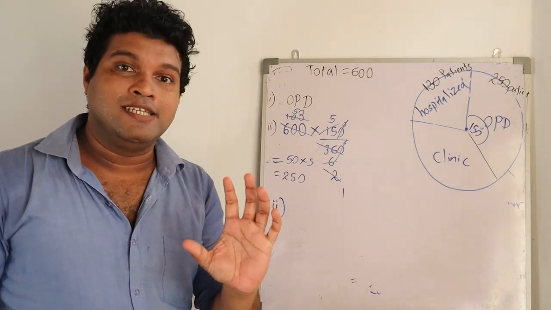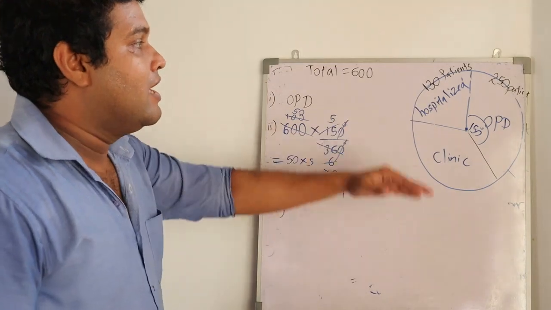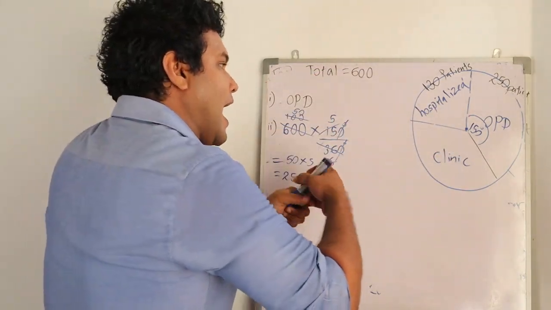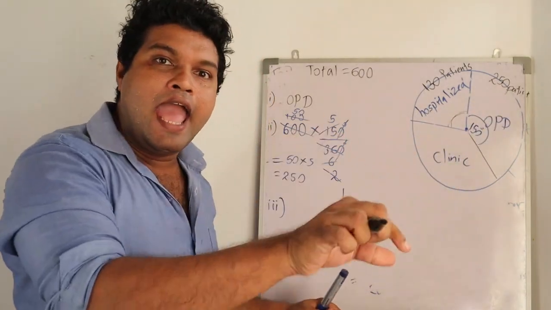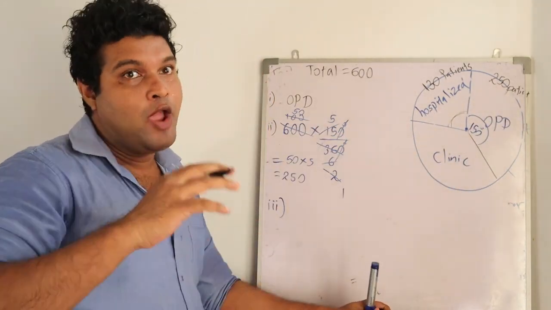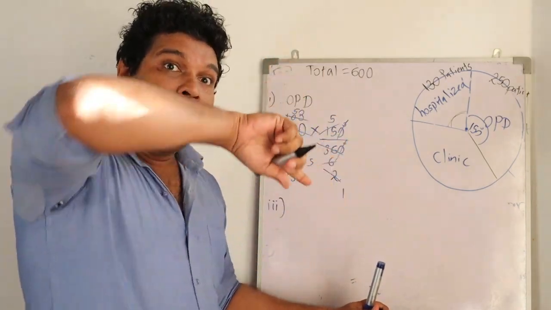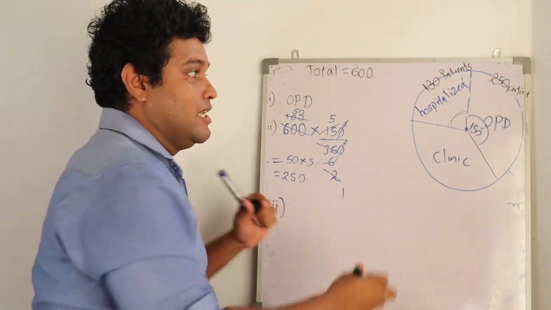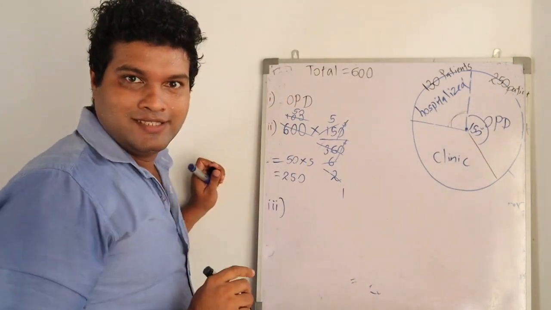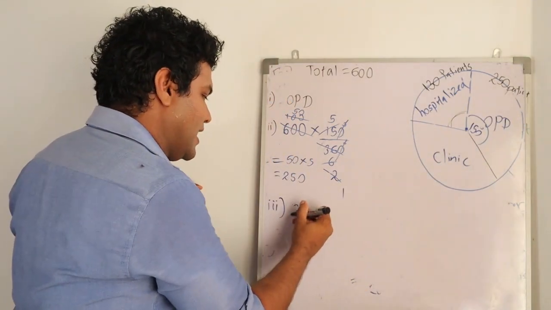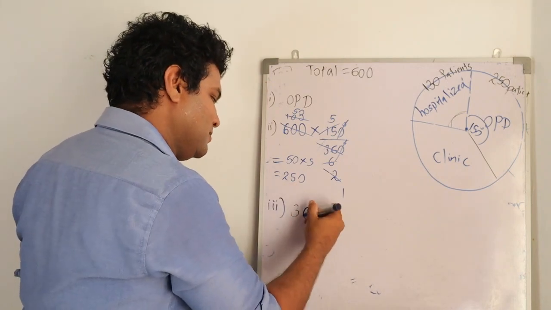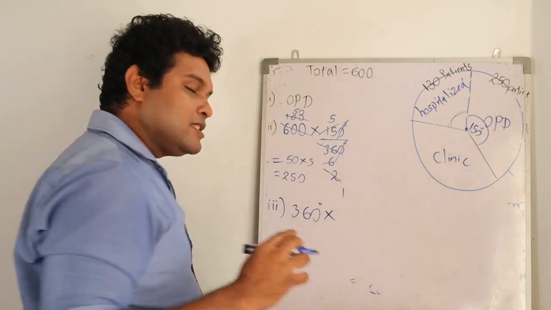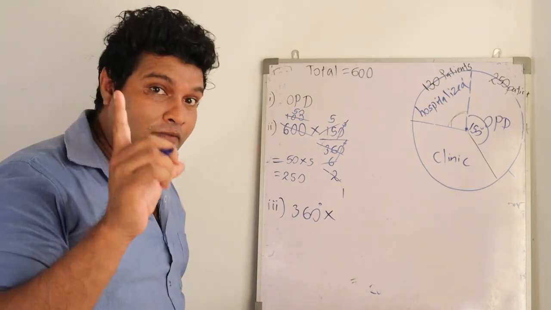This time they ask for the angle at the center of the hospitalized sector. To find this angle, you have to work with the main angle. What's the main angle? 360. The whole angle is 360. Therefore, I must take 360 degrees onto the board. Using this 360, we have to work with the fraction.